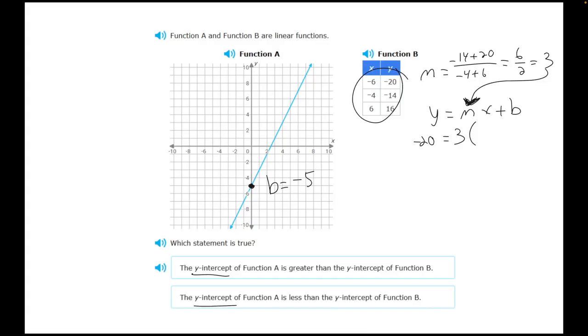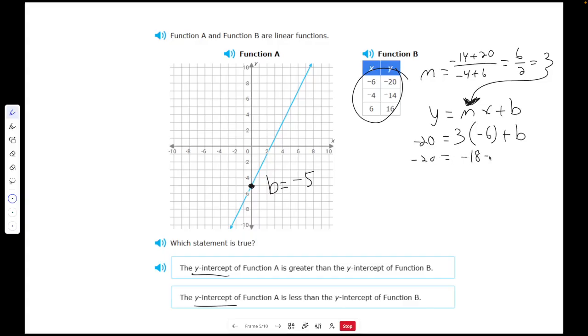And so we're plugging in negative 6. And again, we're trying to solve for this b, so now we have negative 20 equals negative 18 plus b. Add 18 on both sides. Again, we're going through this pretty quickly because we should already know how to do this part. And we get negative 2.